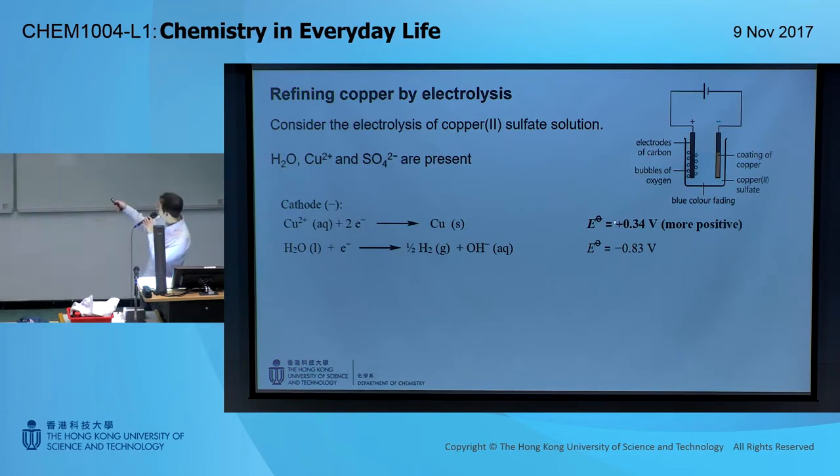Now, you want to take this equation, plus 0.34, and compare it with the reduction of water, minus 0.83. So this is the more positive one, it goes forward. So we get copper metal at the cathode. So here we'll see a layer of copper metal produced at the cathode.